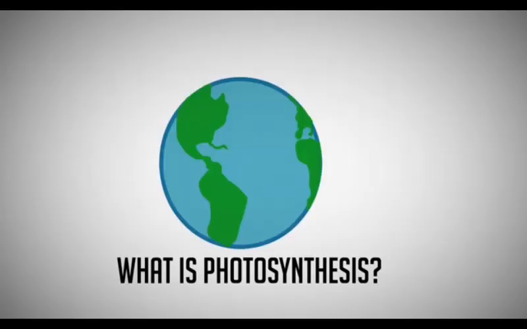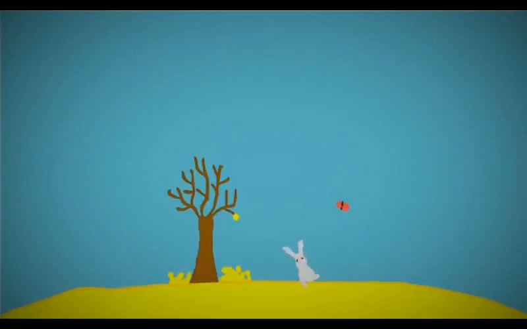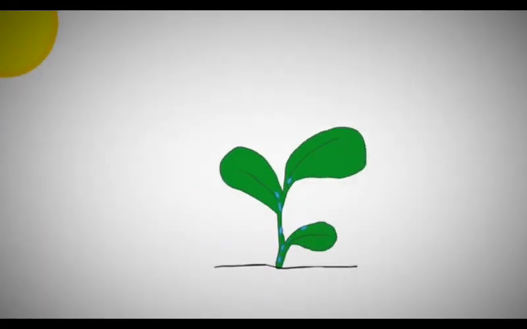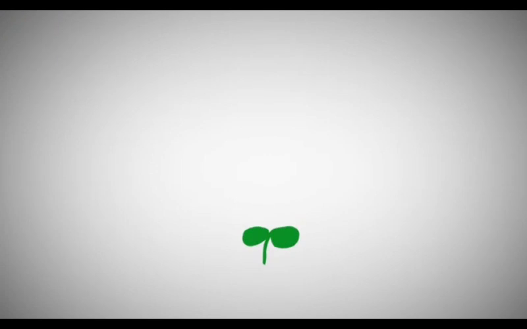What is photosynthesis? Without photosynthesis, there would probably be no life on Earth. Photosynthesis is the process in which green plants, water, carbon dioxide, and sunlight turn into oxygen and carbohydrates, sugar. Living creatures need carbohydrates to fuel our body and oxygen to breathe.